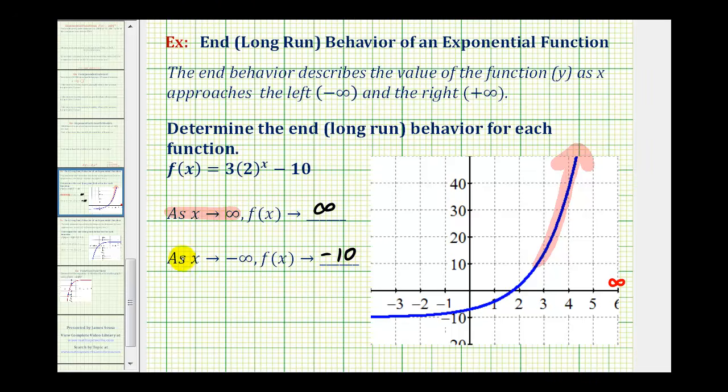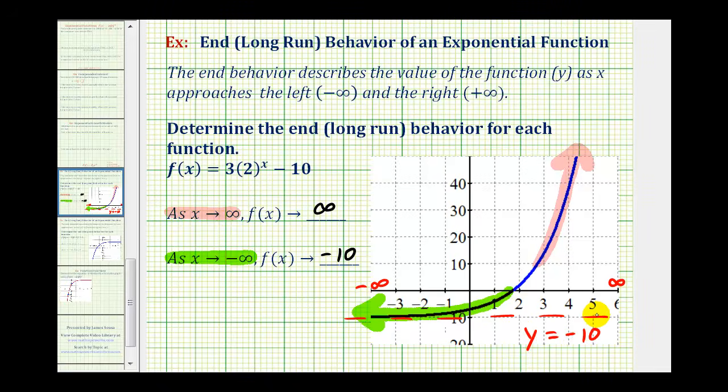If we look at this graphically, as x approaches negative infinity, we're moving left along the graph. So as we move left along the graph, we can see the function values are approaching negative 10, and therefore as x approaches negative infinity, f of x does approach negative 10. Which also means this exponential function has a horizontal asymptote of y equals negative 10.